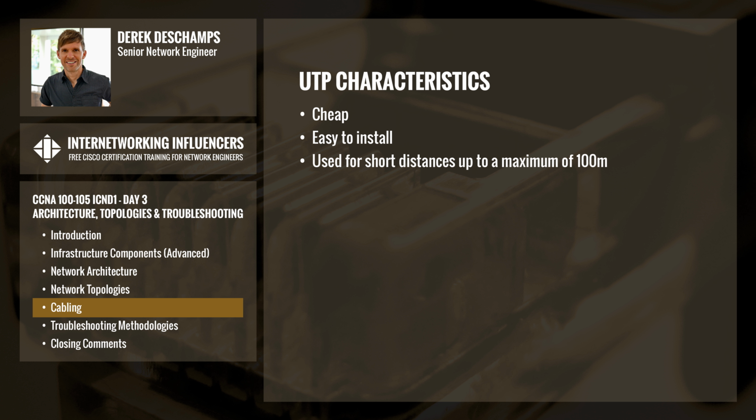UTP is the cheapest form of network cabling and is also very easy to install. UTP is generally used for short distances, with most UTP standards reaching a maximum distance of 100 meters.